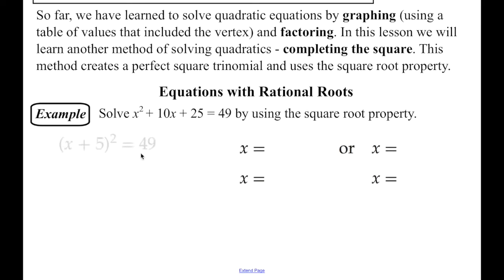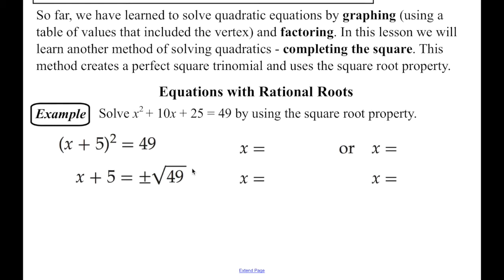It factors as x plus 5, the quantity squared, because 25 is a perfect square. So we want factors of 25 that add to 10, which are 5 and 5. The signs are the same and they're both plus. So it's x plus 5 times x plus 5, and we can write that as x plus 5, the quantity squared. Now, since we have a perfect square on the left and a perfect square on the right, we can take the square root of both sides. And we're left with x plus 5 is equal to plus and minus the square root of 49.